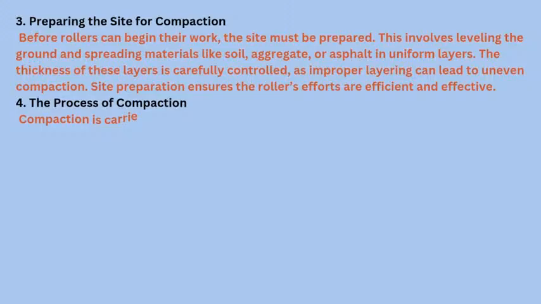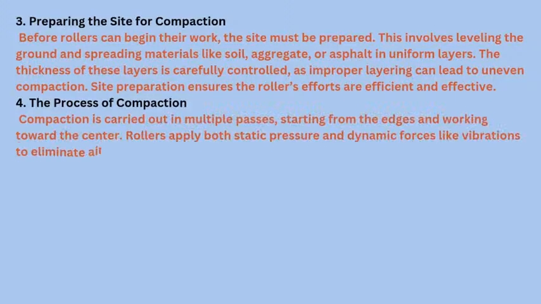4. The process of compaction. Compaction is carried out in multiple passes, starting from the edges and working toward the center. Rollers apply both static pressure and dynamic forces like vibrations to eliminate air pockets and achieve uniform density. The number of passes depends on factors like soil type, layer thickness, and the weight of the roller. Engineers monitor the process using density tests to ensure the required compaction level is achieved.